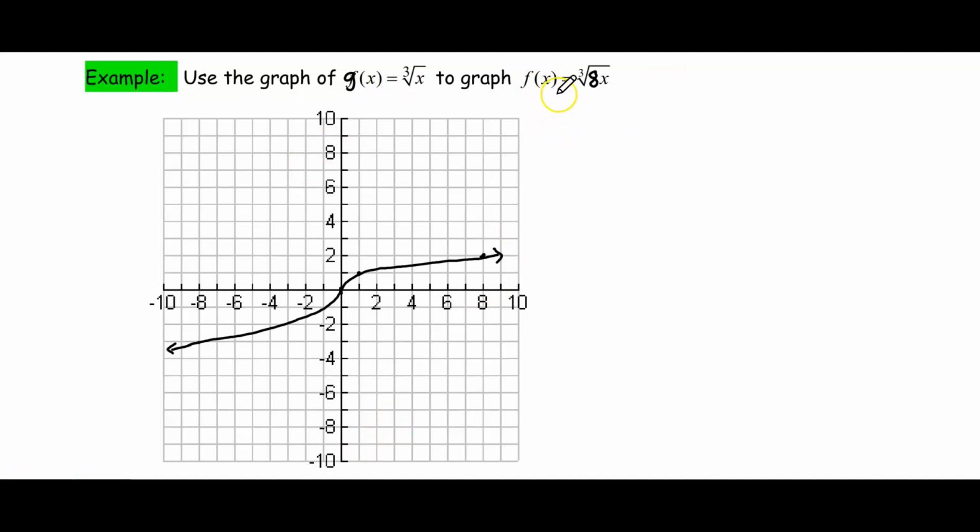And now for the graph of f of x equal to cube root of 8x, we recognize that this function here is just the same as the function g of x evaluated at 8x. So this means that this is a horizontal compression because 8 is greater than 1. So our a here, which is 8, that coefficient is greater than 1. That means we have a horizontal compression.